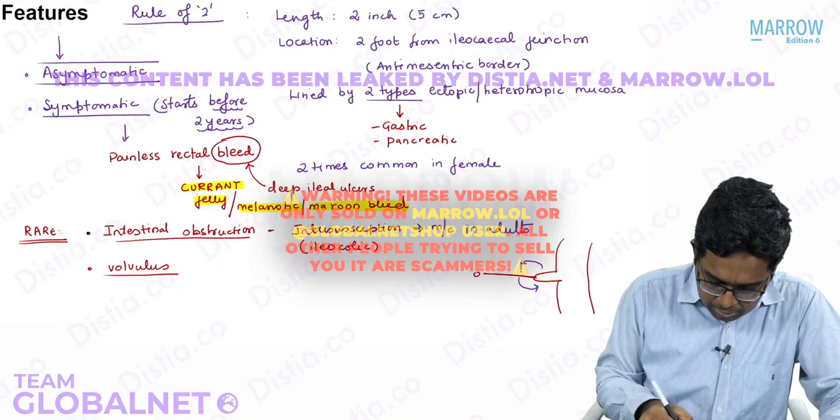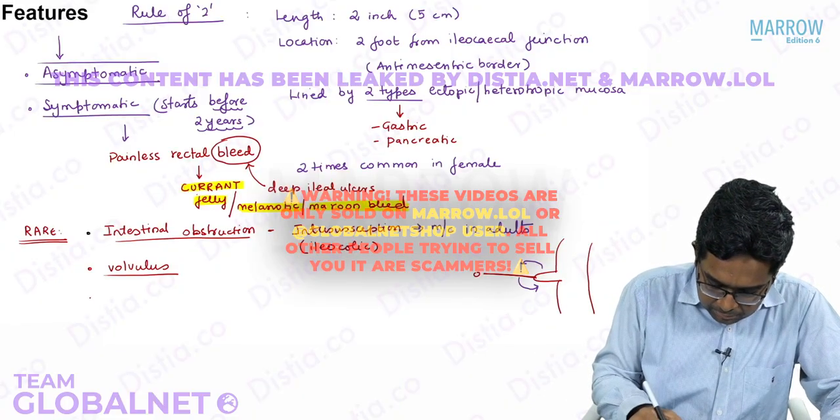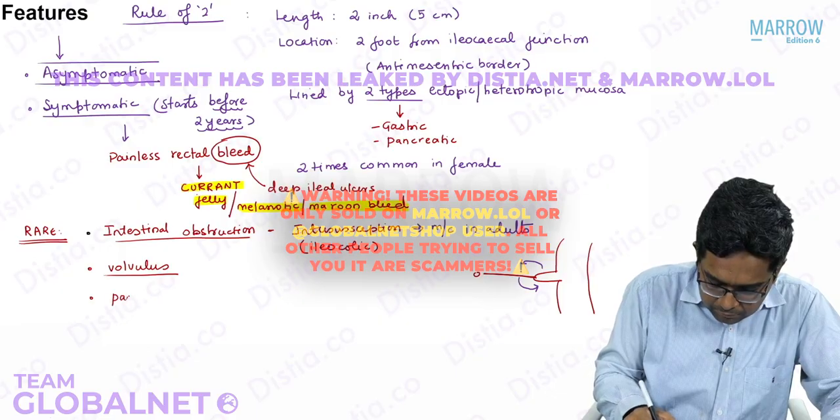Third important rare presentation is that Meckel's diverticulum can form a part of the hernial sac.